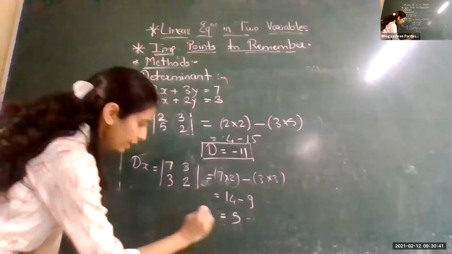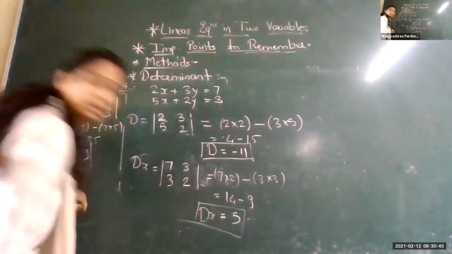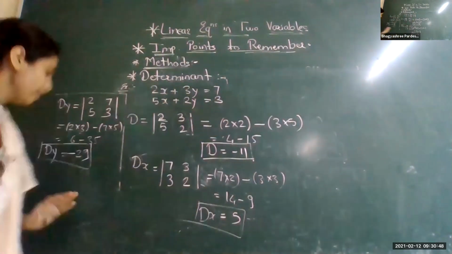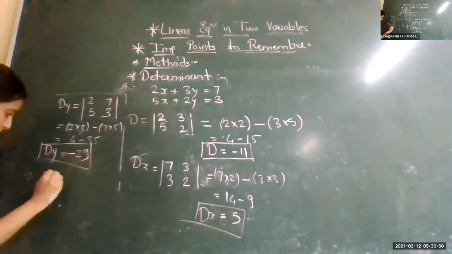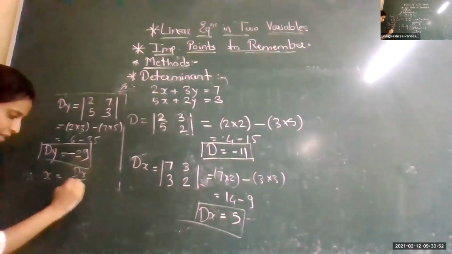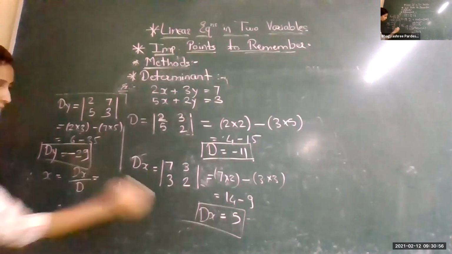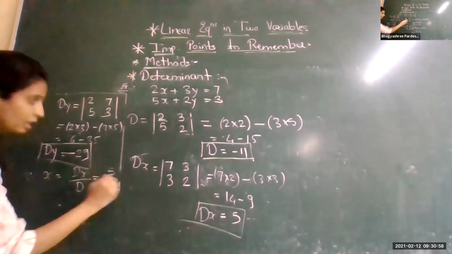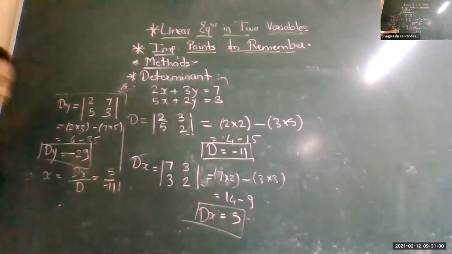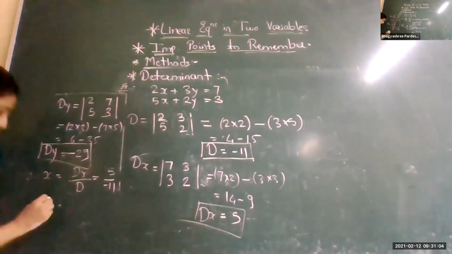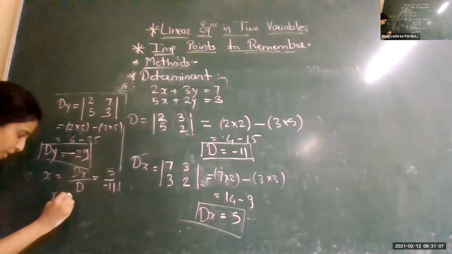this is dx. So what is the next method? Using Cramer's rule, we have to solve this. That is, we have to find the values of x and y here. So therefore, x is equal to dx by d. Just remember this formula, dx by d. So dx is 5, d is minus 11. So this cannot be divided further, so your x is equal to 5 by minus 11.